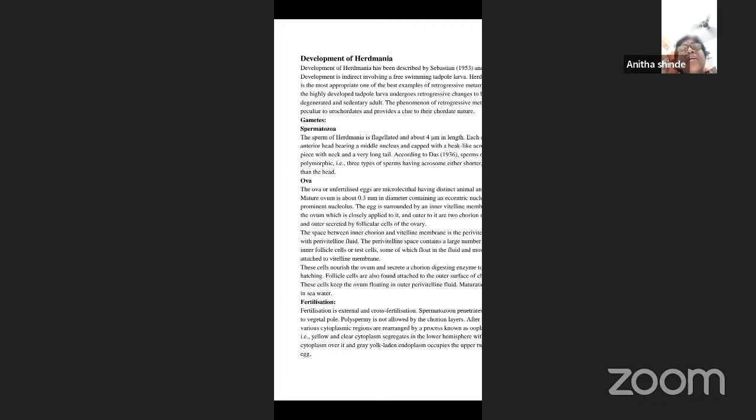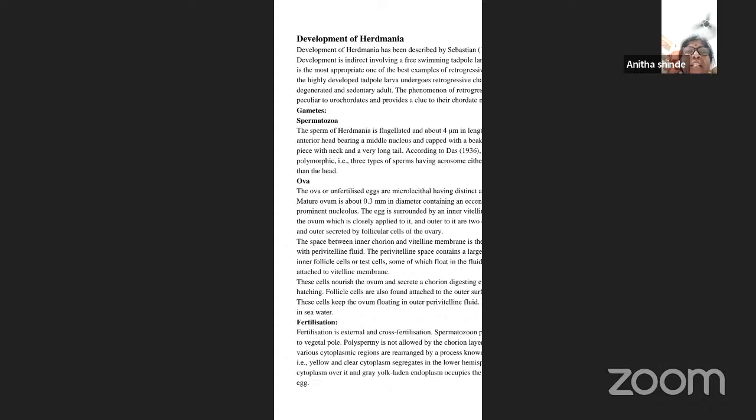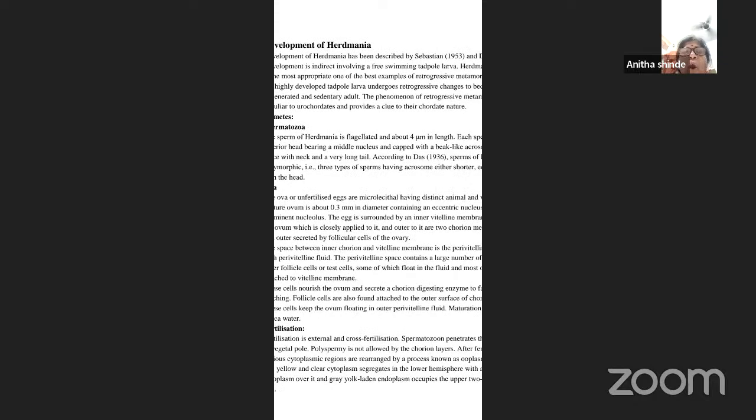Now we'll see how the gametes and the ova are produced, how fertilization takes place, and how Herdmania is formed. Coming to the gametes, there are two types: the male gametes, called spermatozoa, and the female gametes, called ova. The sperm of Herdmania is a flagellated structure about 4 micrometers in length, and each sperm has an anterior head which bears a nucleus and a beak-like acrosome, a middle piece with a neck, and a long tail.